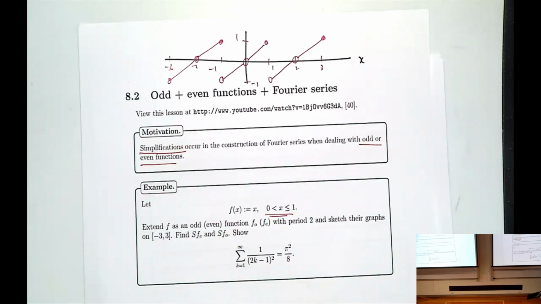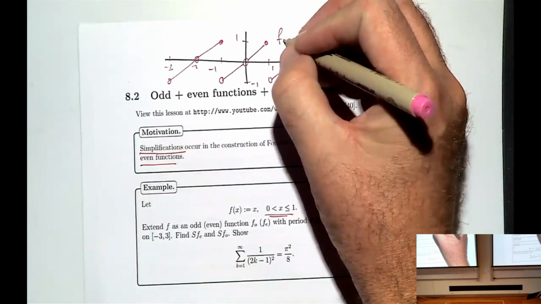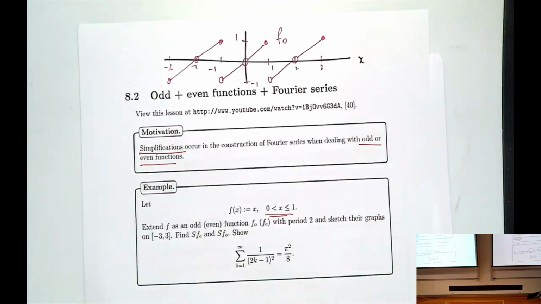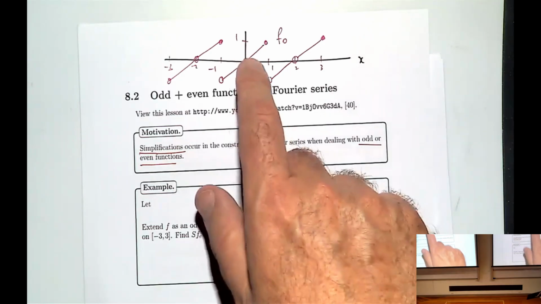I'll leave the even case alone for a little while, but let's just find it. They want us to find the Fourier series of the even and odd extensions of f, right? So let's call this f sub o. What are we going to get? Well, that's odd.